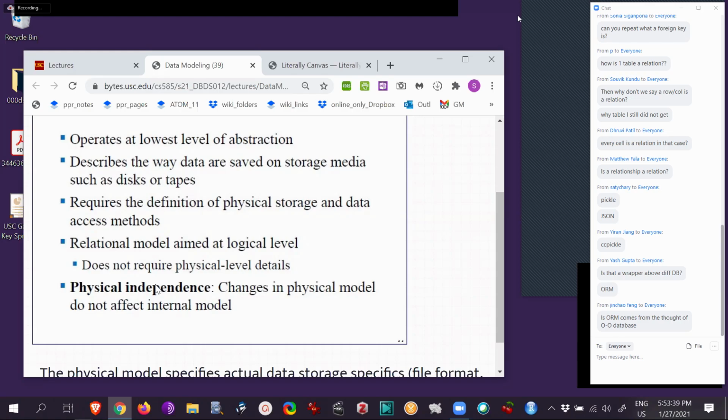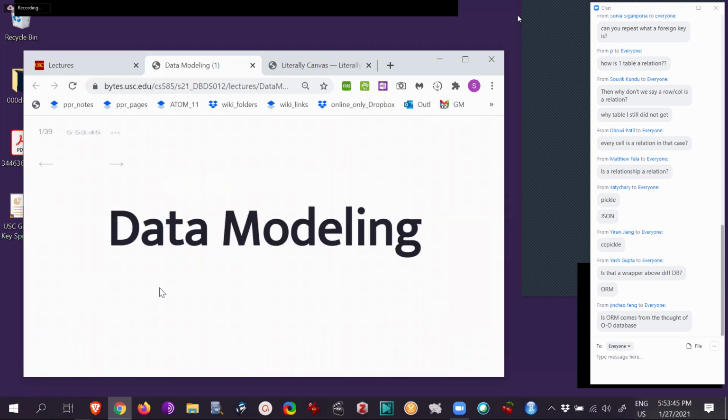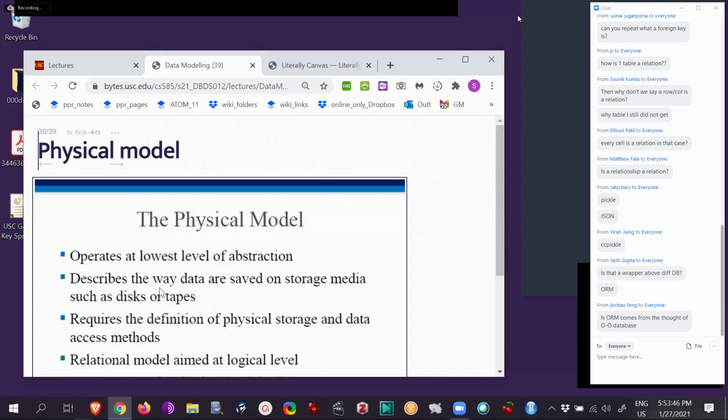They'll silently store them on the Oracle cloud. They could do that and nobody would know. Then that's called physical independence. All right. So in the end, that is what we learned.